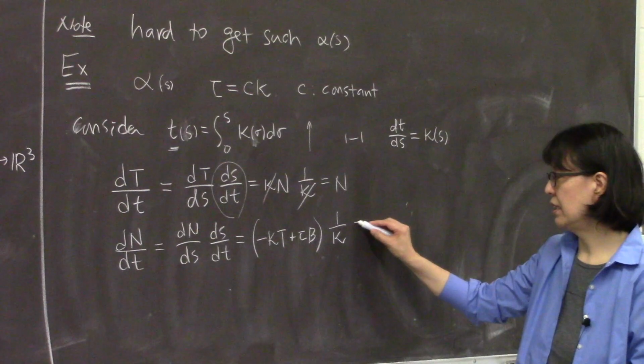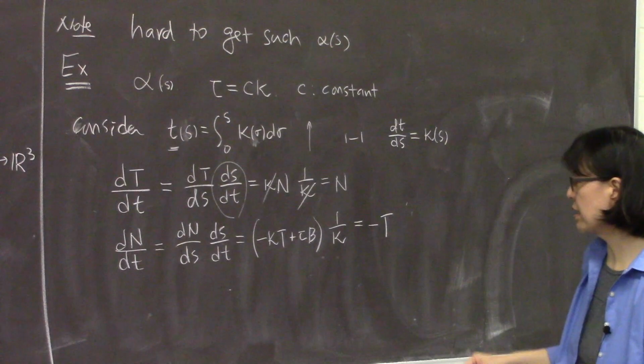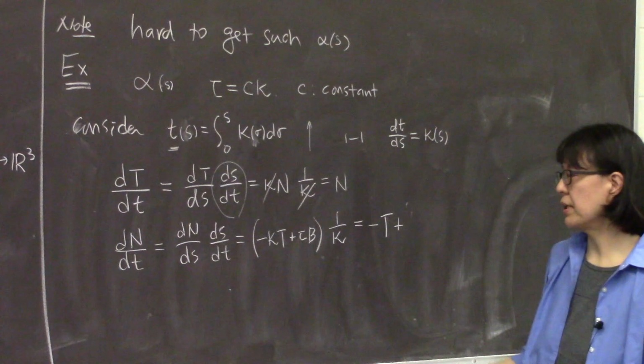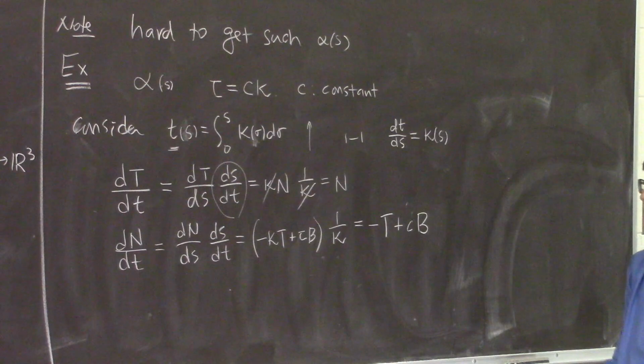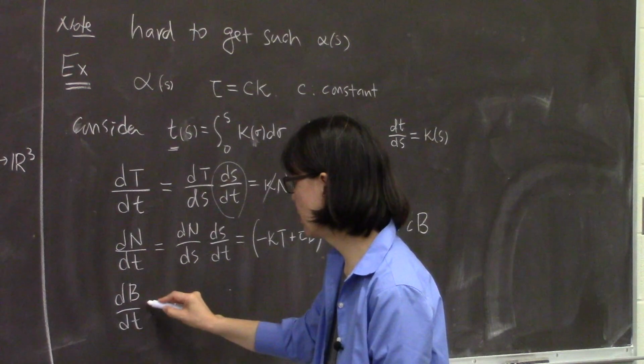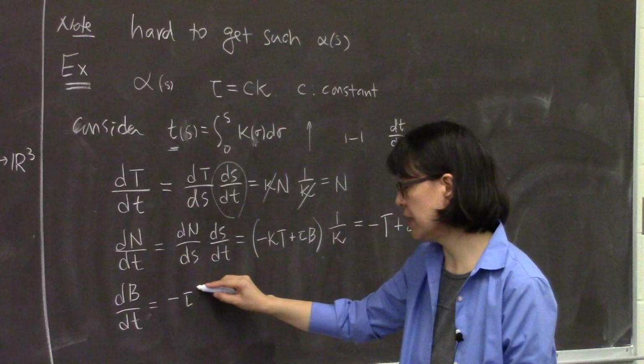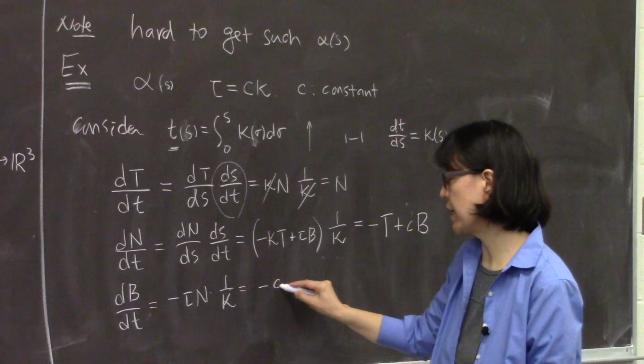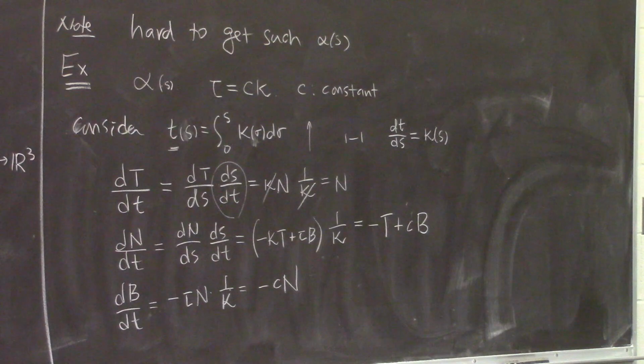So we get a constant. So k divided, so that is minus T plus... torsion over curvature, we assume this is c, so cB. This c is the same c here, right? Then dB/dt is minus torsion N, right? And we divide by curvature, so there will be minus cN then. So we change everything in terms of t.